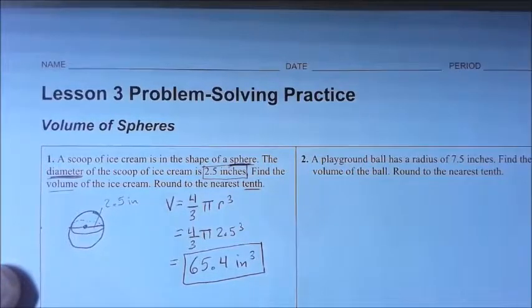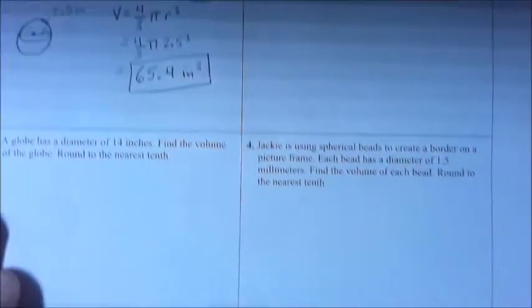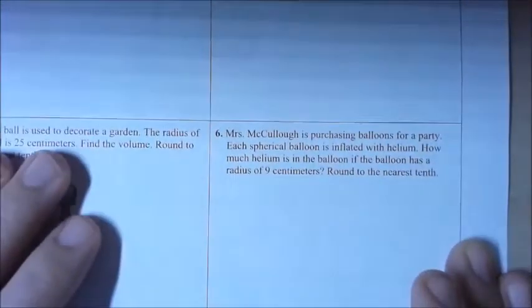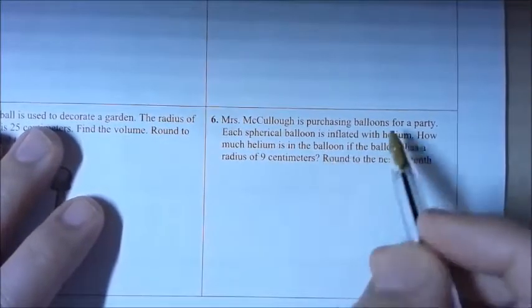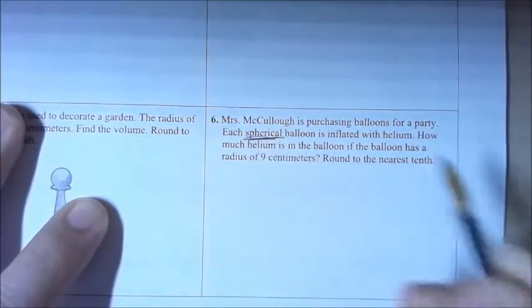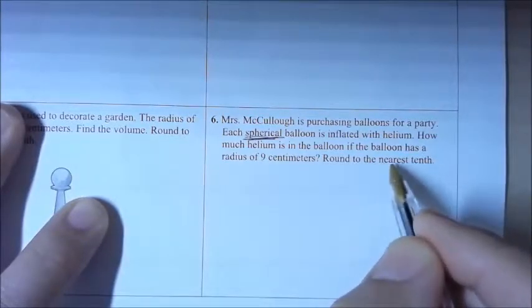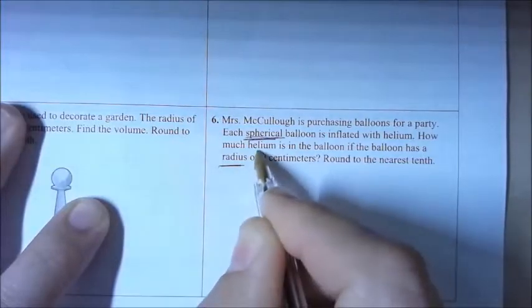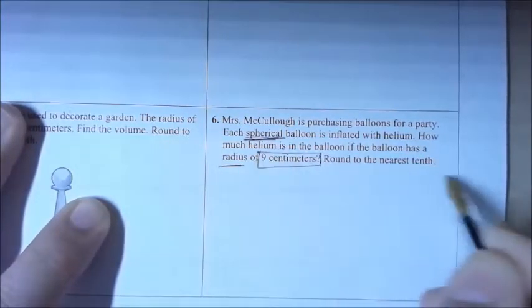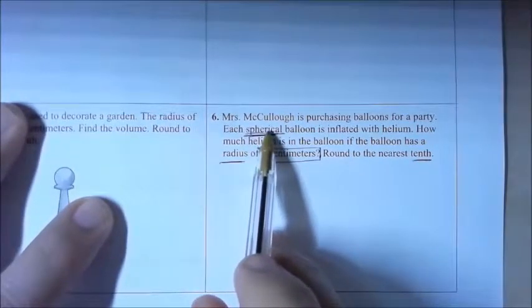Now let's look at another one. We'll do number 6. Number 6 says, Mrs. McCullough is purchasing balloons for a party. Each spherical balloon, so it's spherical, which means it's a sphere, is inflated with helium. How much helium is in the balloon if the balloon has a radius of 9 centimeters? Round to the nearest tenth. So it tells us that it's spherical, and anytime it says spherical, we know it's a sphere.